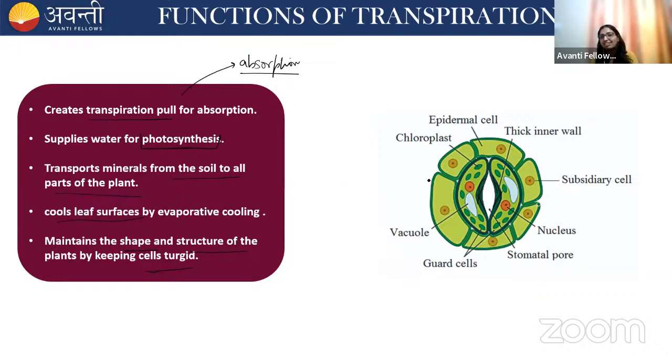So the inner walls of the guard cells are thick and elastic in nature. The outer walls are thin. Remember this point. And the chloroplast is only present in the guard cells of the stomata. Remember this point.